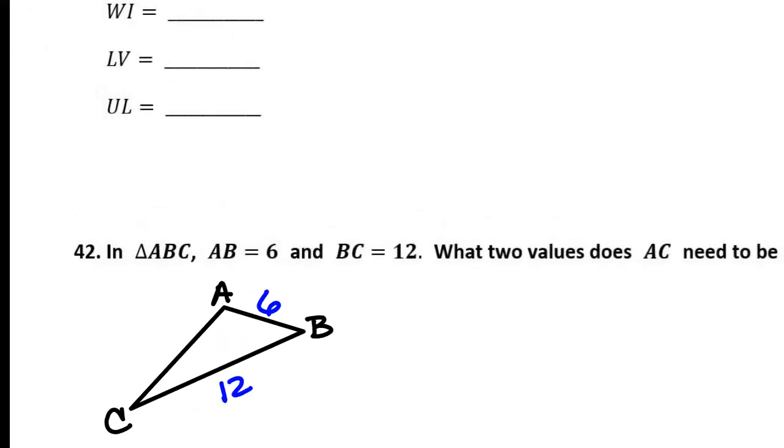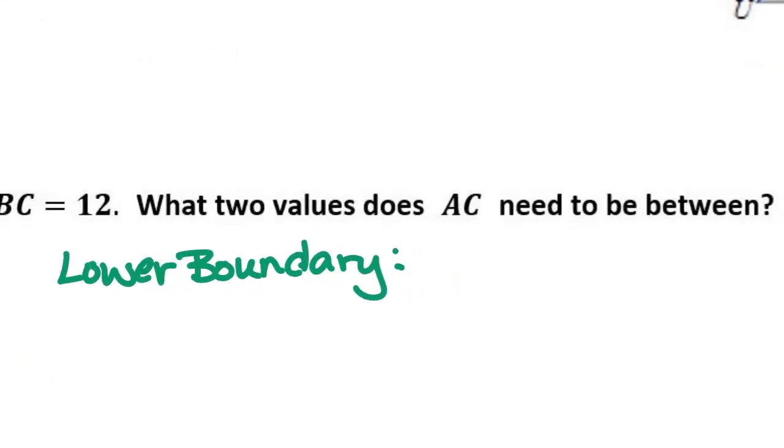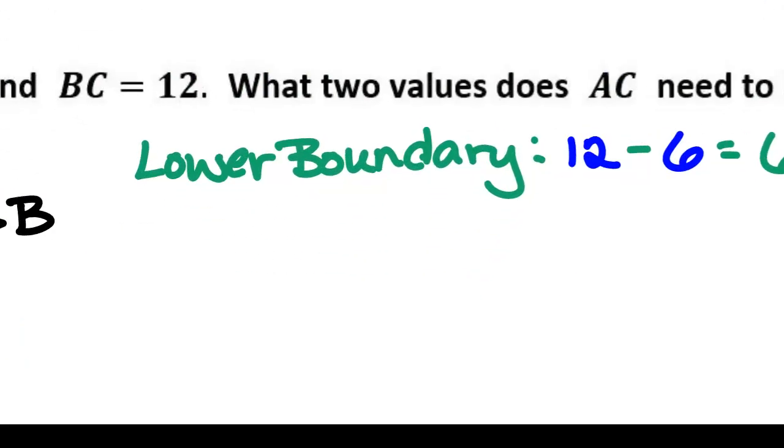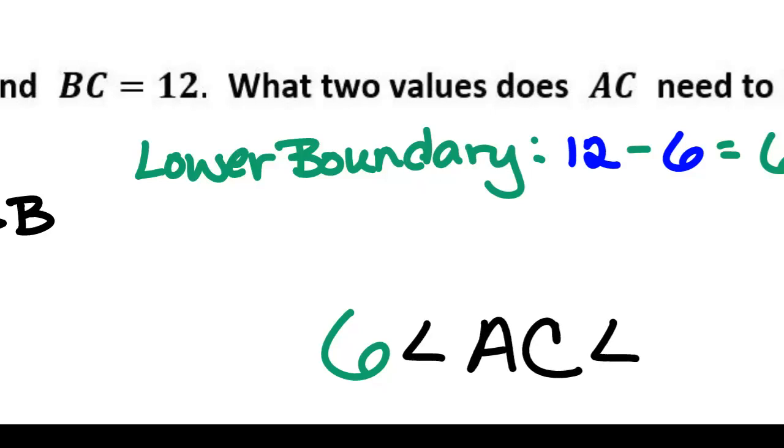So for our lower boundary, we do the difference between the two sides that we know. So I would do 12 minus 6. So my lower boundary is 6. So as I'm writing the two numbers that AC needs to be in between, 6 goes on the left-hand side because it's the smaller piece.